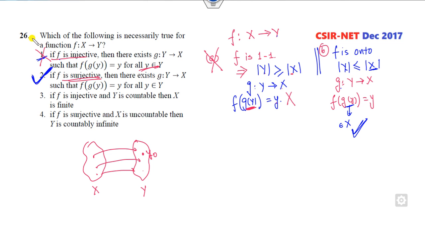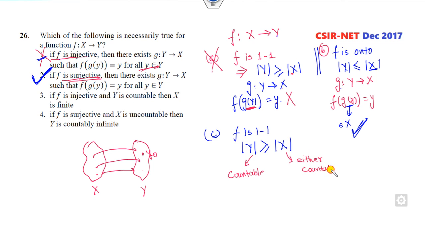Again, in this part only one option is correct, but how can we discard the others? f is injective, that is f is 1-1. So 1-1 means the cardinality of Y is greater than the cardinality of X. If Y is countable, then X is finite. That is again not true, because X may be either countable or finite, but they are talking only about finite, so this option is also cancelled out.